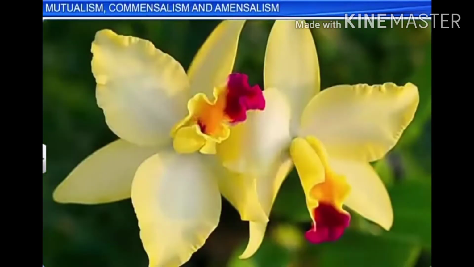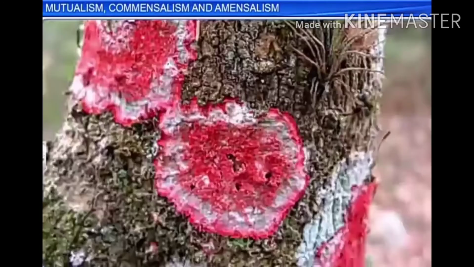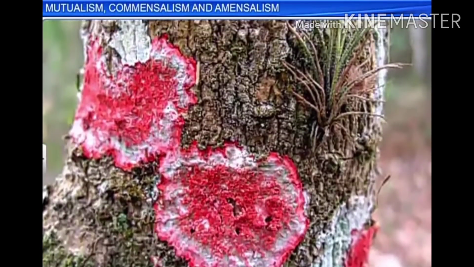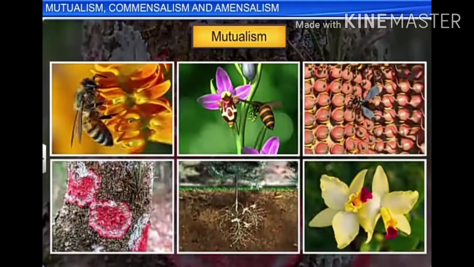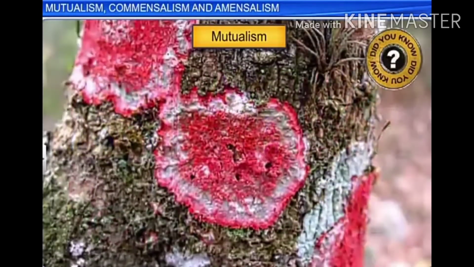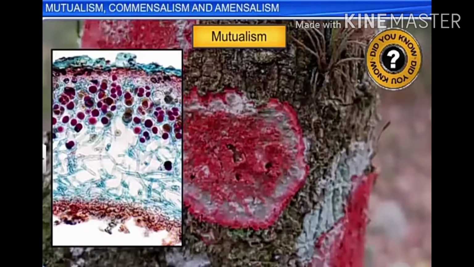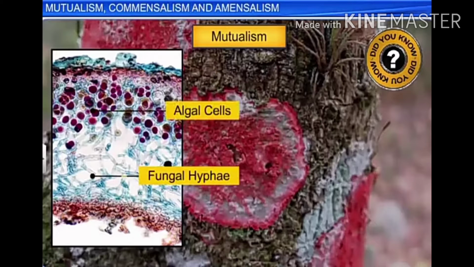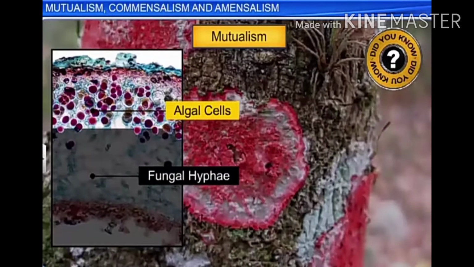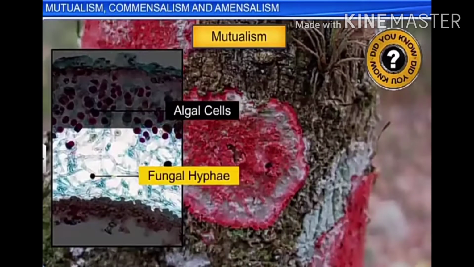Plants and animals show diverse and fascinating examples of mutualism. Did you know that lichens also exhibit mutualism-type interaction? In lichens, algal and fungal partners live together by mutually benefiting each other. The algal partner provides food to the fungal partner, and in return, the fungal partner provides shelter to the algal partner.